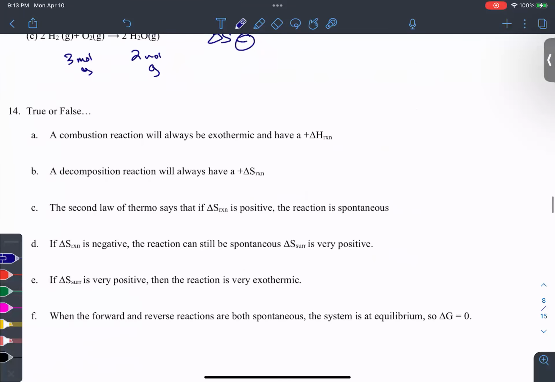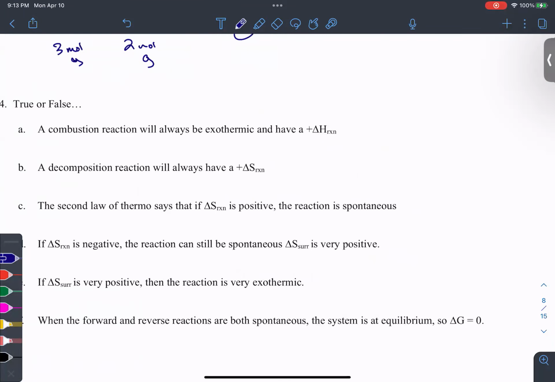All right, okay, true or false? I like these. A combustion reaction is always exothermic and has a positive delta H of reaction. No, what's the wrong part? It's a negative delta H of reaction. Would you have caught that? I hope so, yeah. The negative delta H of reaction.